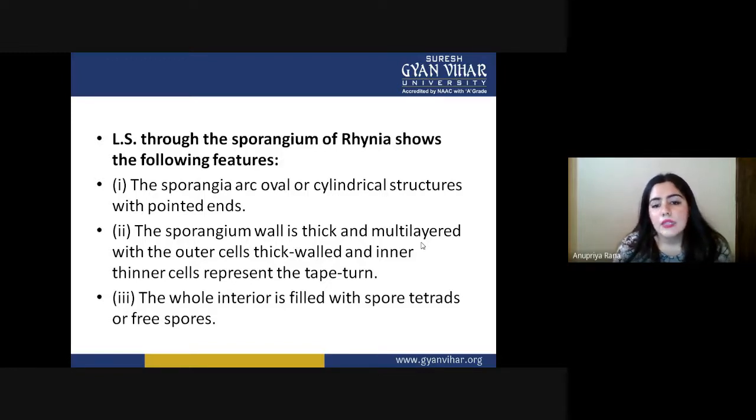The whole interior is filled with spore tetrads or free spores. So there are two types of spores present here. One is the spore tetrad, meaning a group of four spores together, or they can be free spores. Free spores do not have any colony, pair, or group. They are just present isolatedly, as individual units.